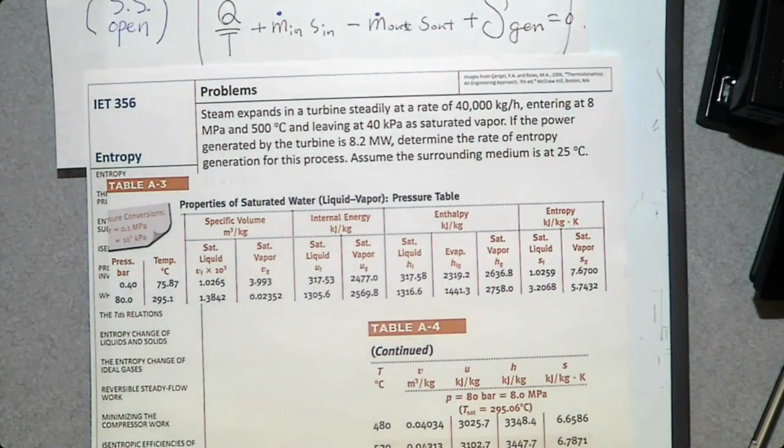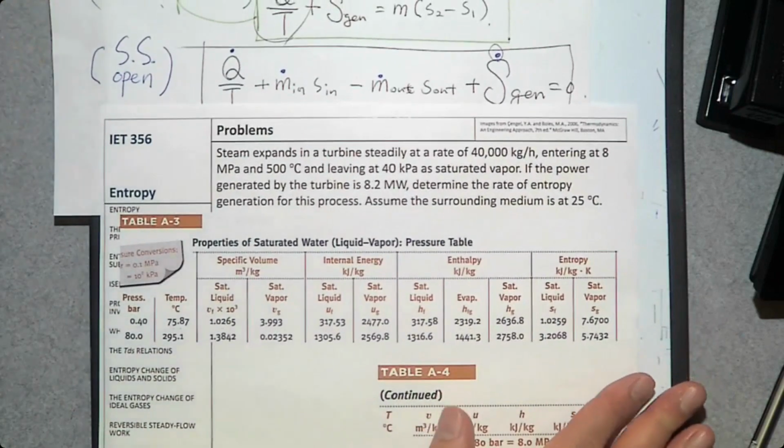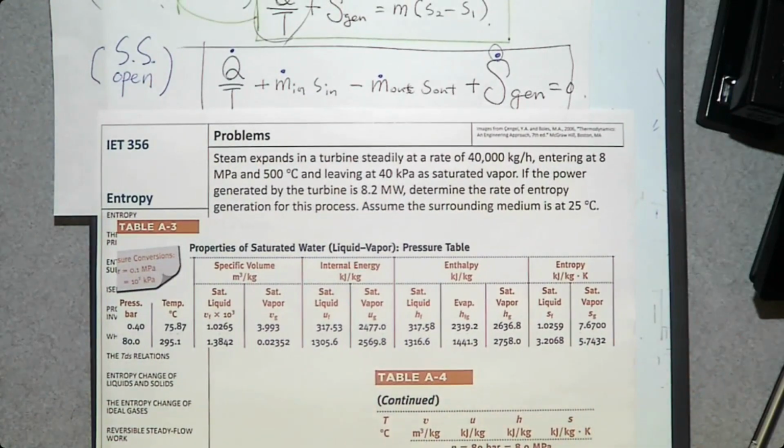Okay, so we have a steam expanding in a turbine. A turbine is an open system. It has an inlet and an exit. So we are going to use this energy balance equation.